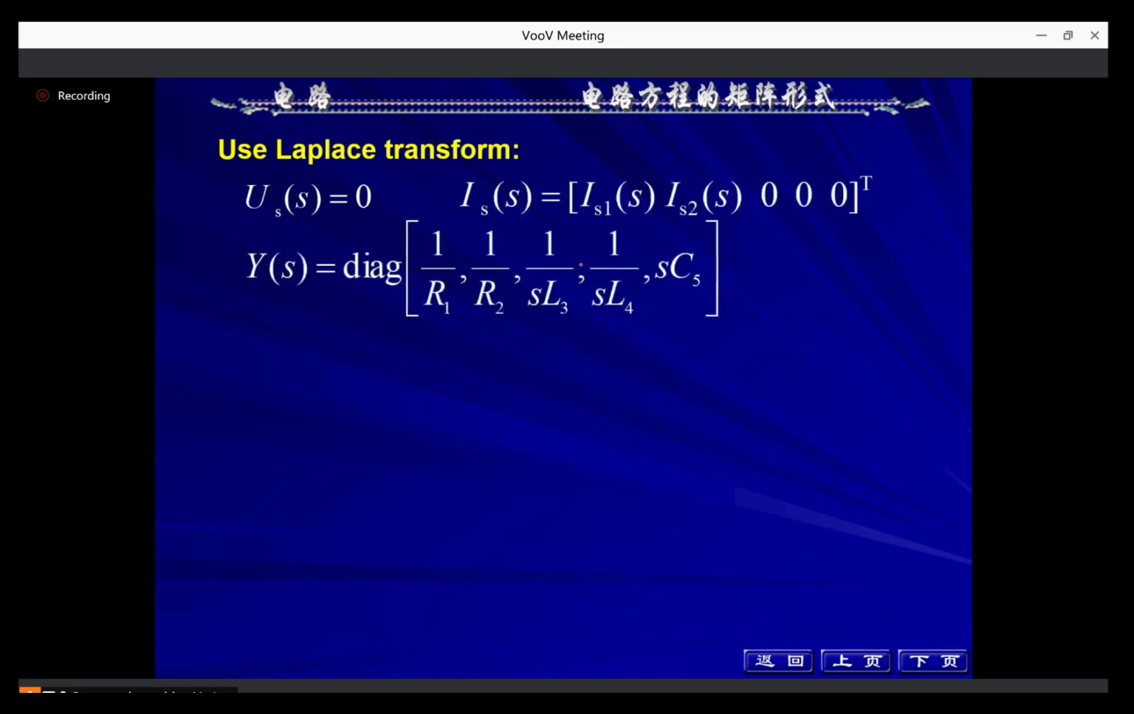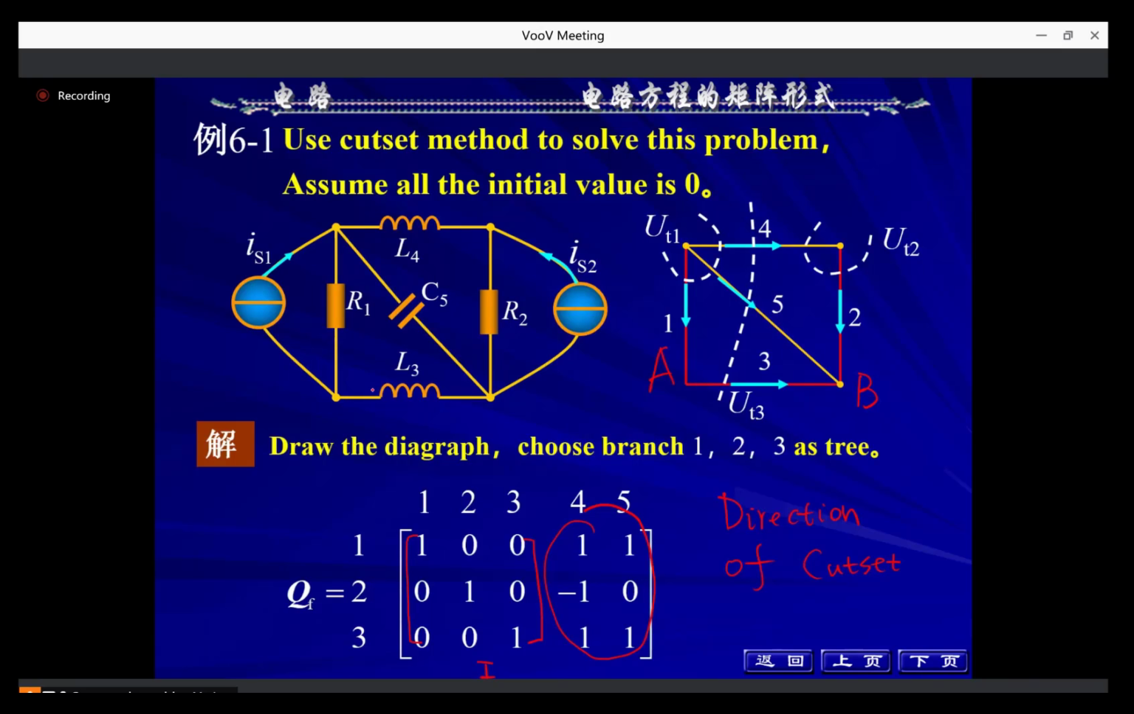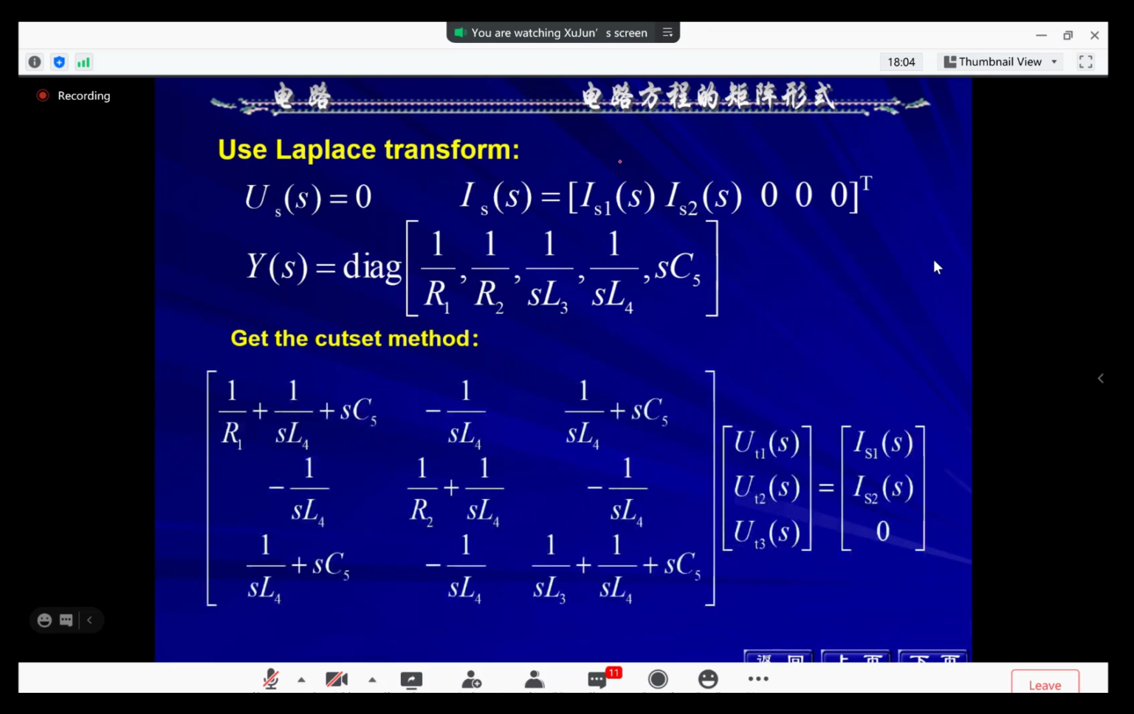And the US and IS. The US, because this circuit has no voltage source, is 0. For the IS, pay attention. Branch 1 flows from up to down. The IS flows from down to up. And branch 2 is the same, up to down, with the IS down to up. So these two current source directions are the same as we defined in the basic complicated branch. So they are all positive.